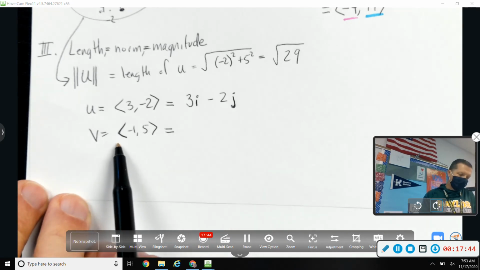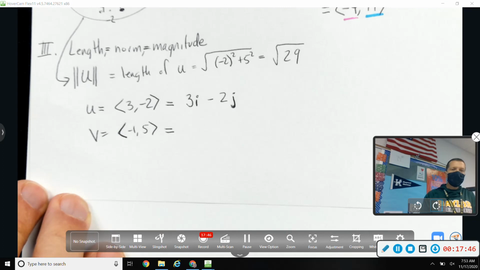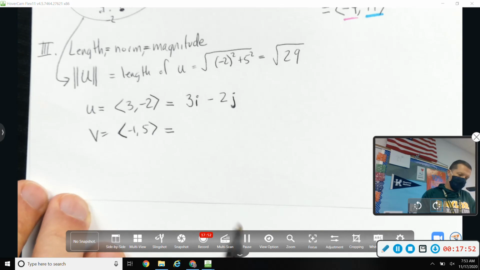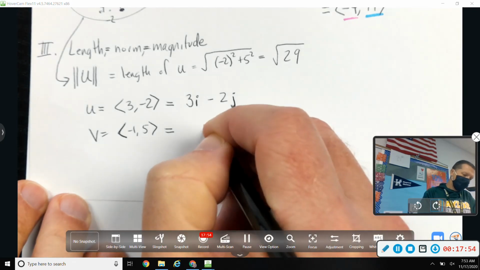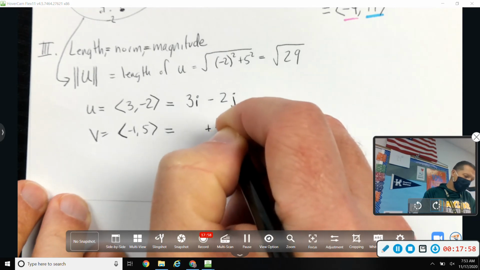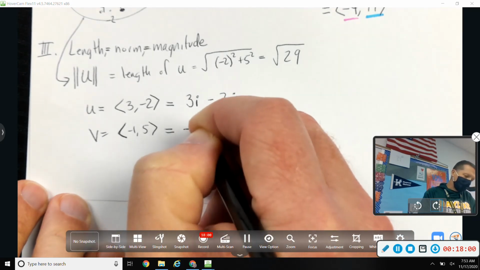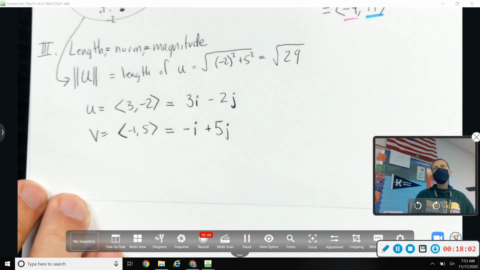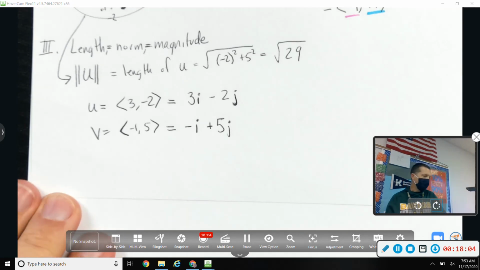Which means, how could I write V in ij notation? What was that again? I heard plus 5j. Yeah, I didn't hear the negative. -i plus 5j. Those mean the same thing.